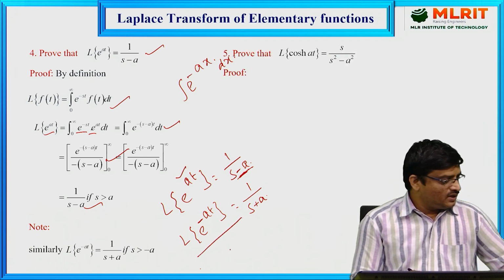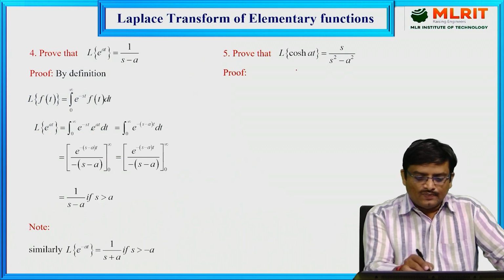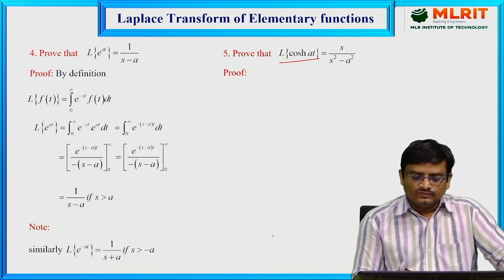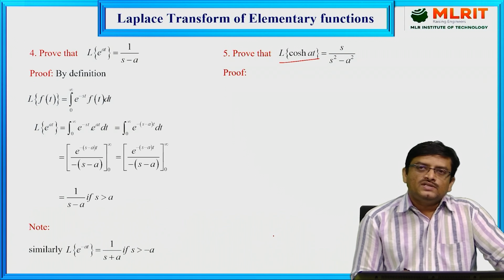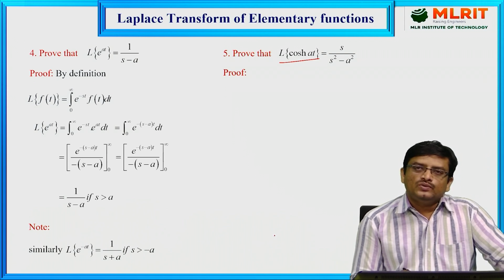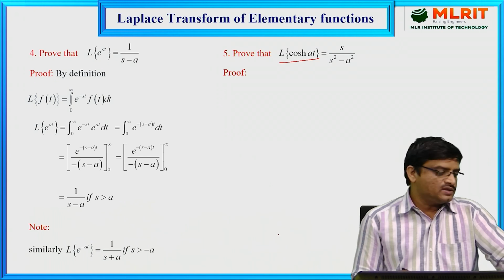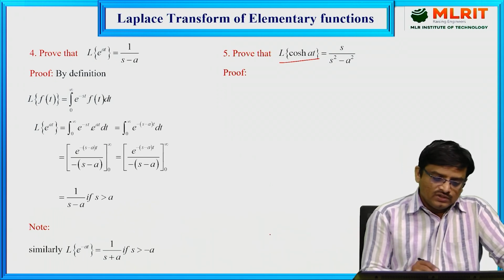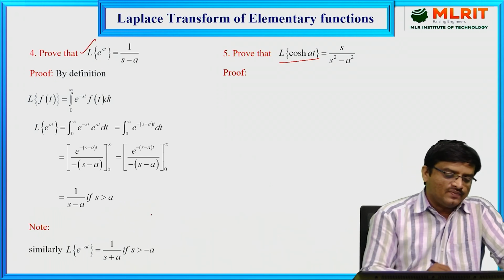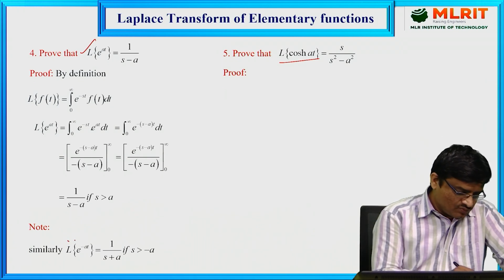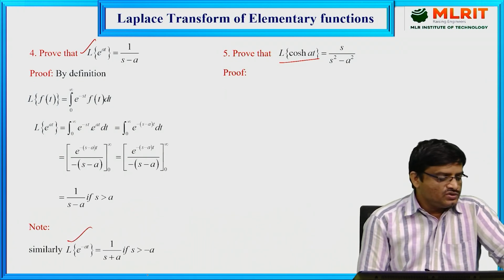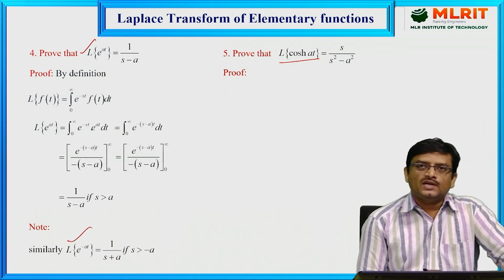Next we will take the next formula, Laplace transform of cos h at. This is a hyperbolic function. Now for this hyperbolic function we will see how to prove that the Laplace transform value is equal to s by s square minus a square. Just now we have seen the Laplace transform of e power at and Laplace transform of e power minus at. So first I want to express that hyperbolic function in terms of exponential functions.